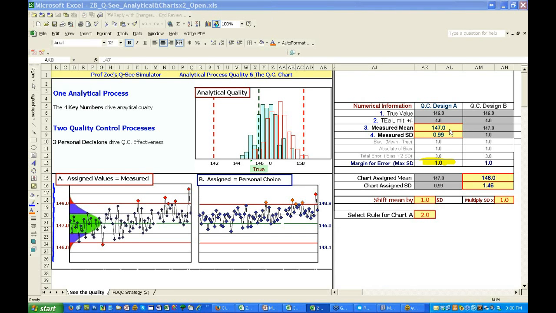Okay, now our mean is shifted to 147. What are you going to do now?